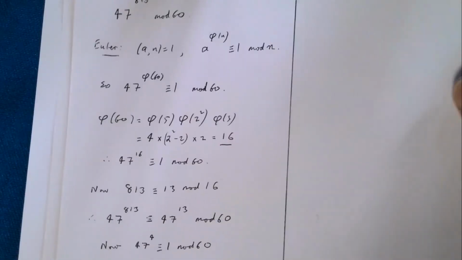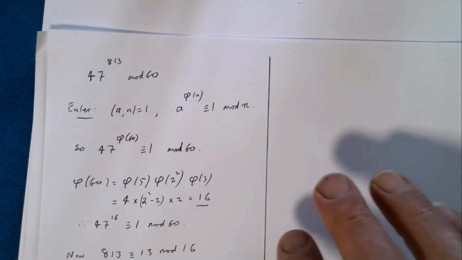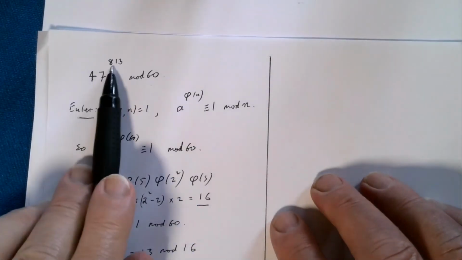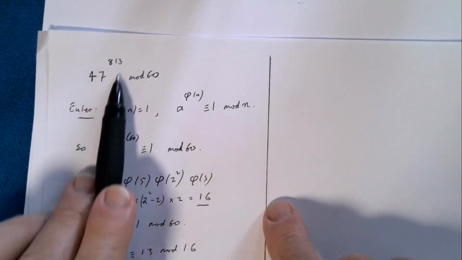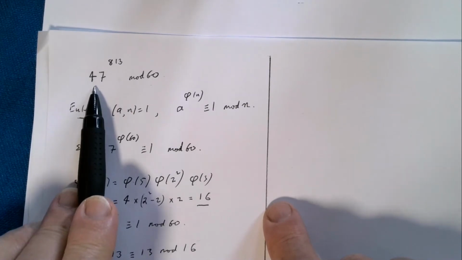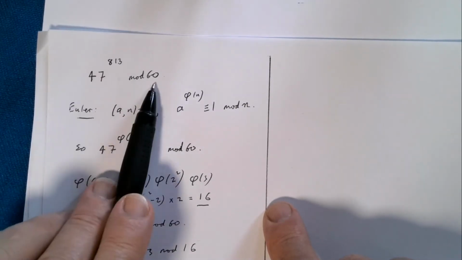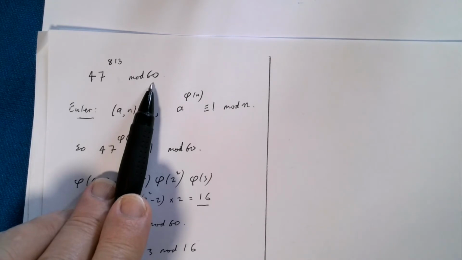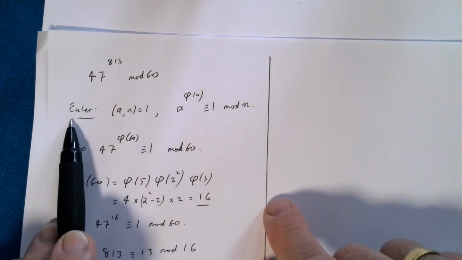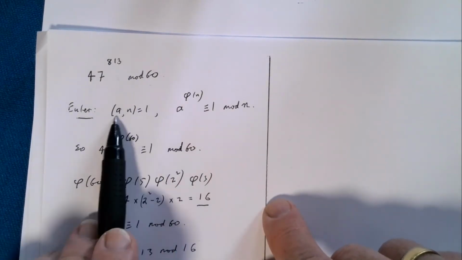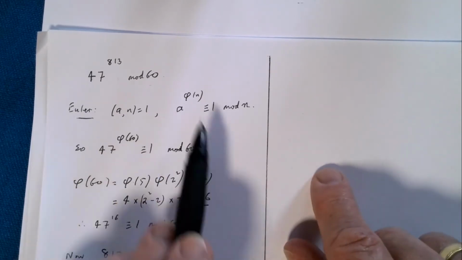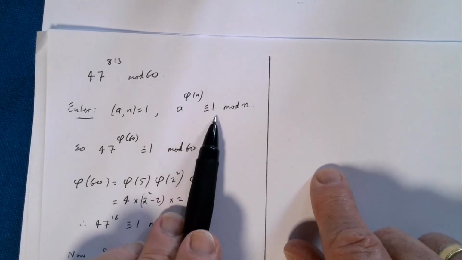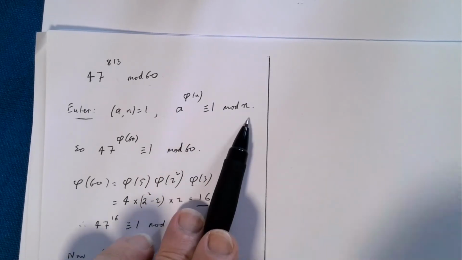So we'd like to work out, for example, 47 to the 813 modulo 60. This of course is a ginormous number, and we want to know what's the remainder when you take this ginormous number and divide it by 60. And of course we're going to recall Euler's formula that we've had before, and that is that if a and n are relatively prime, then a to the phi of n is congruent to 1 mod n. This was this lovely generalization of Fermat's little theorem.